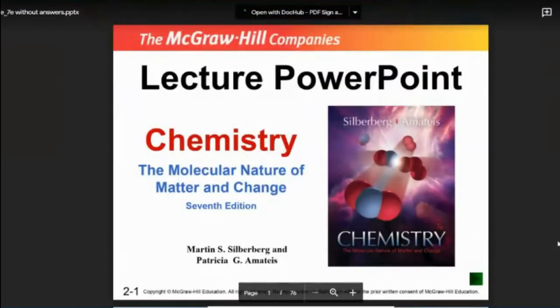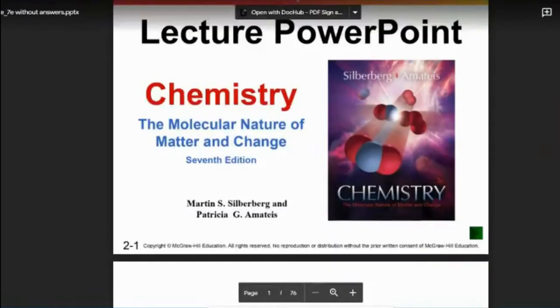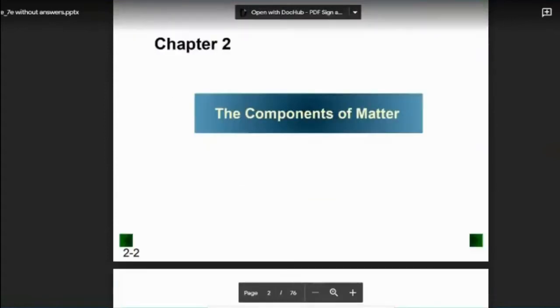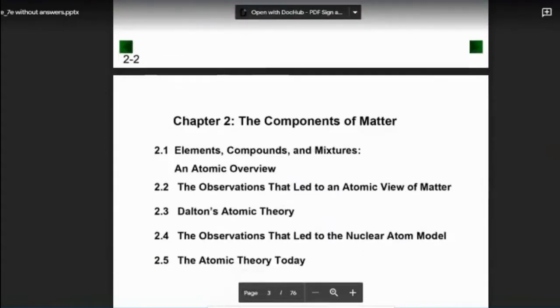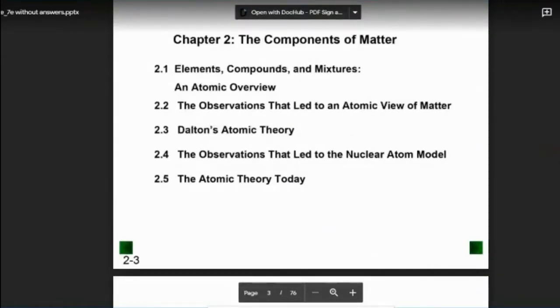All right, so let's take a look. We're going to look at Chapter 2, the molecular nature of matter and change. Components of matter is Chapter 2. A little bit of a breakdown. We'll go through elements, compounds, and mixtures. We're going to talk briefly about 2.2, 2.3, 2.4, and 2.5.